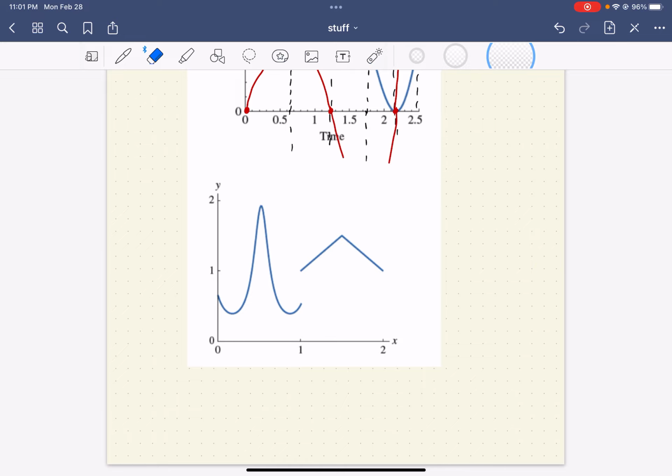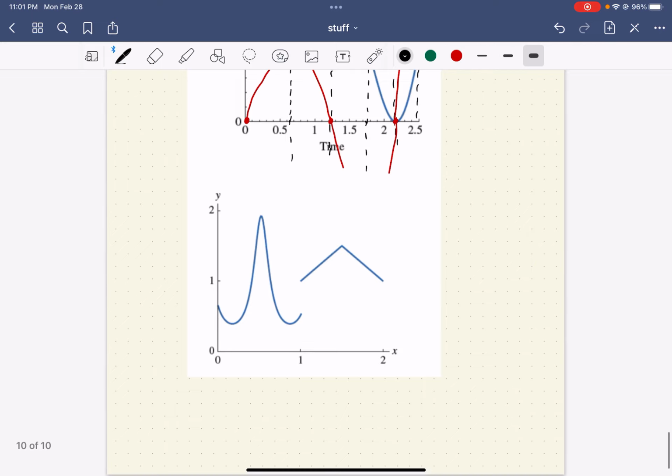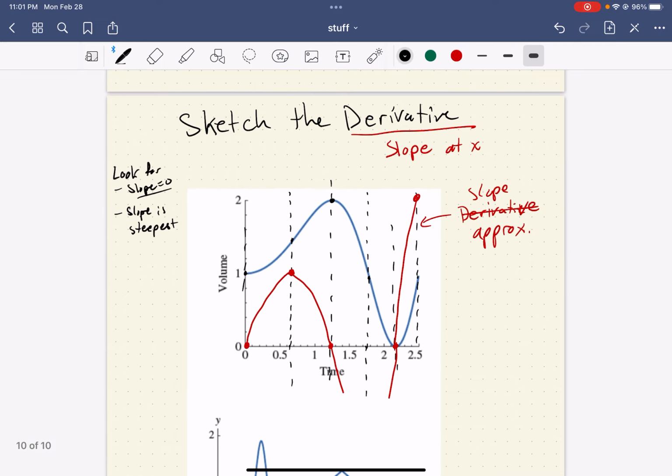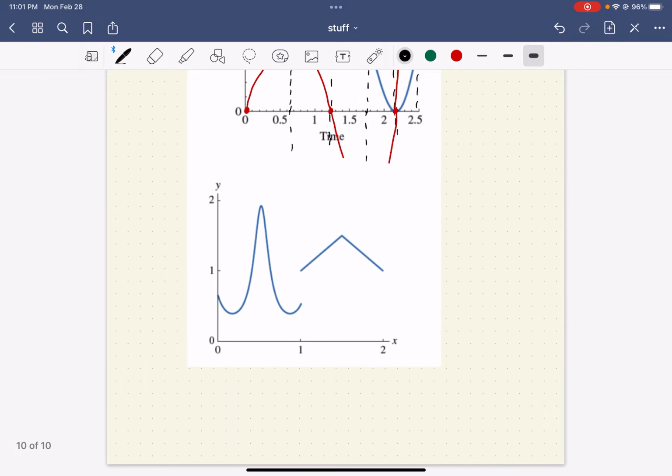So, same idea. Let's follow that same algorithm. First thing I do is look for where the slope is 0. Okay, well, peaks and valleys. All right. And then we have this weird point here. And I was talking with a student today who said, well, it looks like the slope is 0.